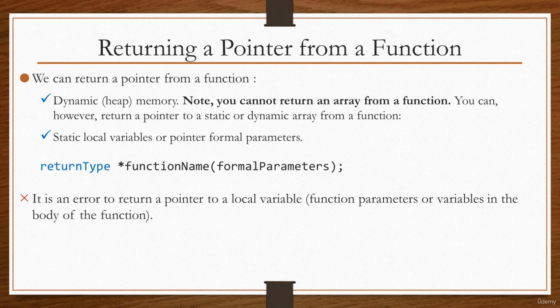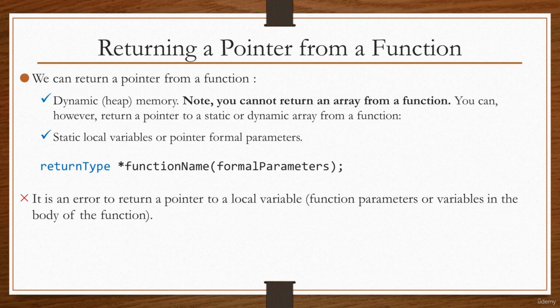Quick note here, you cannot return an array from a function. You can, however, return a pointer to a static or dynamic array from a function. So you can return static local variables or pointer formal parameters. Here is a quick example. You have the return type, so integer or float or some struct, for example. Then you have the asterisk for the pointer and then the function name. And maybe the function has a few formal parameters between parentheses. So the main thing here is what you return, in this case, a pointer to some return type.